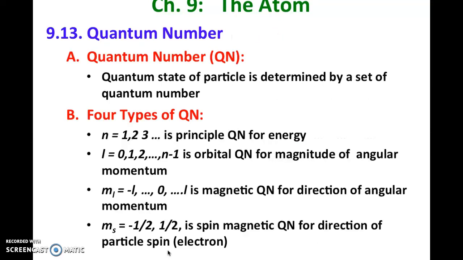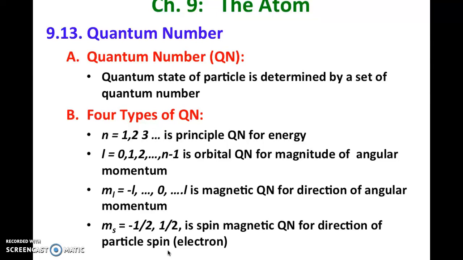In quantum mechanics, a quantum state of a particle is determined by a set of quantum numbers. There are 4 types of quantum numbers. The principal quantum number is for energy, denoted by n, and valued as the integers 1, 2, 3, 4, and so on. The orbital quantum number is for the magnitude of angular momentum, denoted by l, and valued as the integers from 0 through n-1.